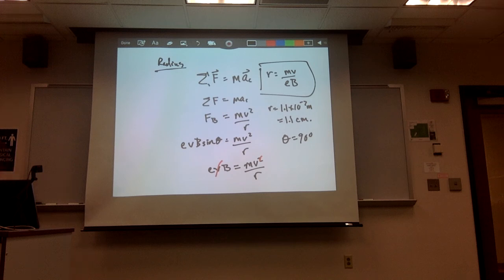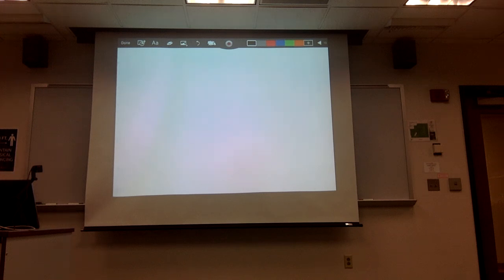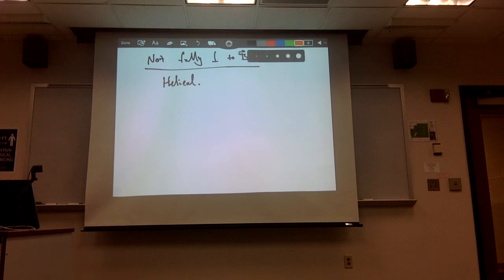Now, what would happen if it's not fully perpendicular? If it was not fully perpendicular to B, what happens in this case is you would actually create a helix. You get a helical shape. So what would happen in this case is, let's say that my magnetic field, for example, points this direction. And let's say my velocity pointed in this direction.